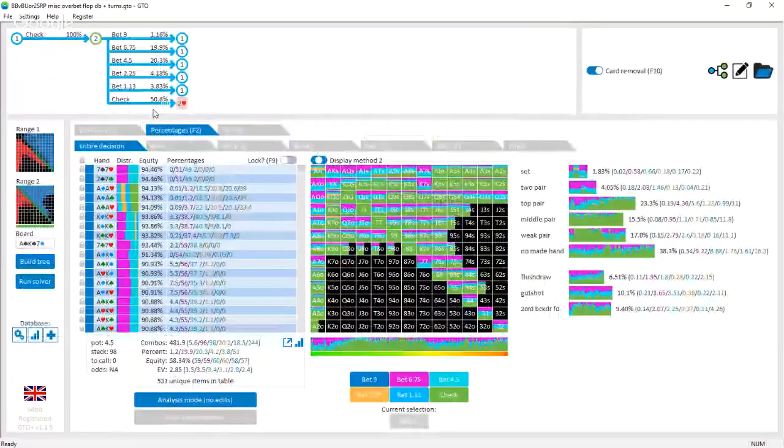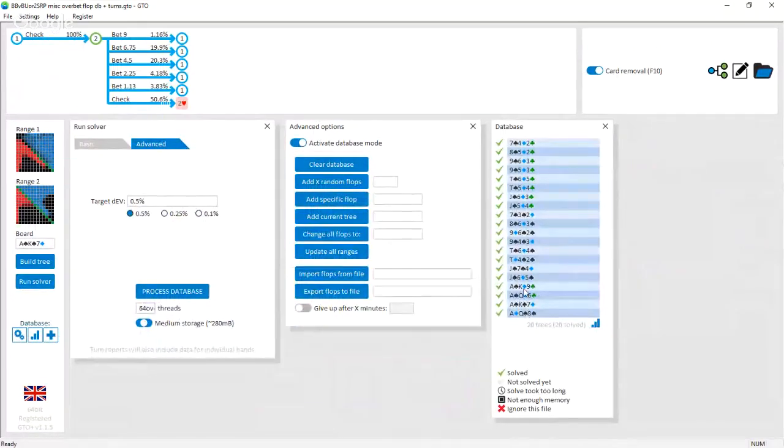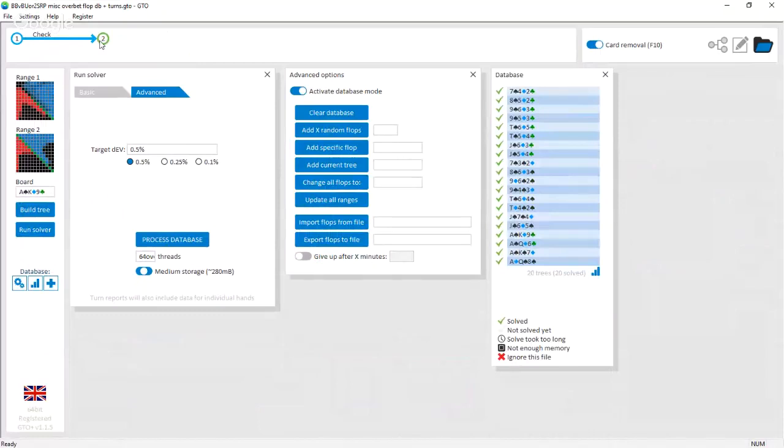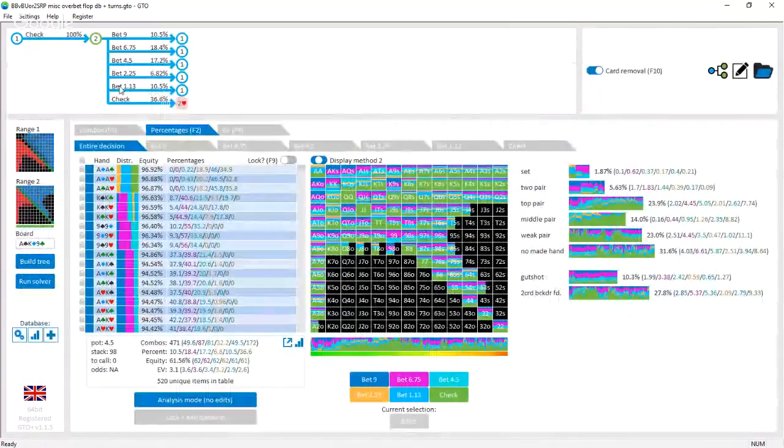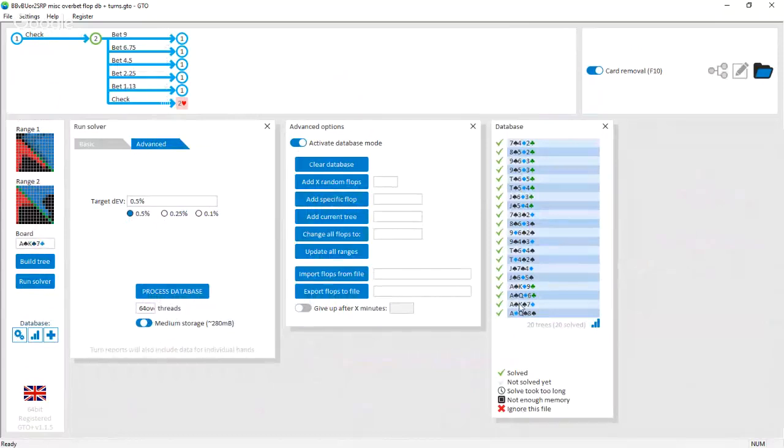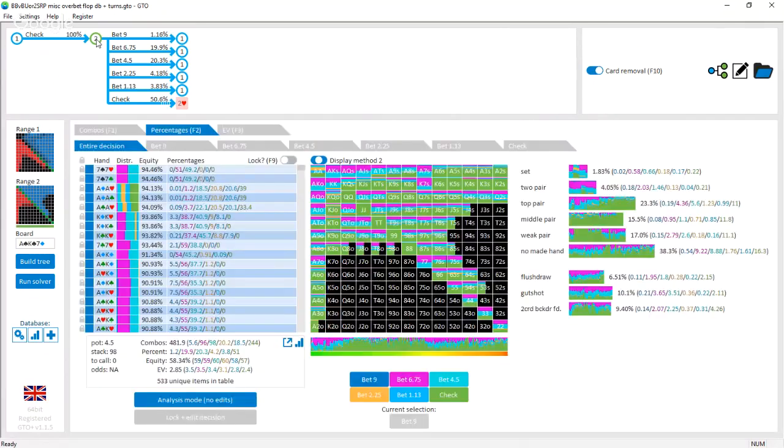Even on Ace King 7, or even Ace King 9, both these flops seem very good for the in-position player because they have all the Ace-Kings. Here on the Ace King 7 rainbow, the in-position player is still checking about half the time, and using very large bets instead.